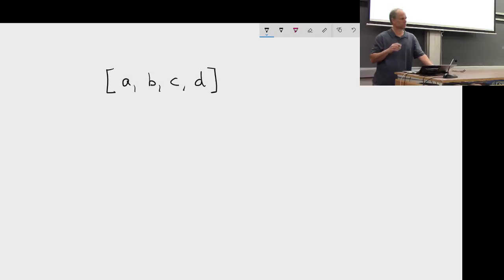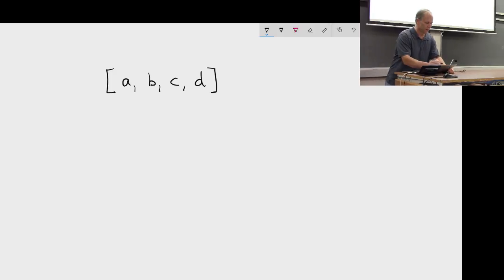For example, let's say we're sorting the array A, B, C, D using merge sort. What's the first comparison merge sort makes? It's already sorted? Well, we don't know. A, B, C, D are variables. They just stand for arbitrary numbers. We don't know whether it's sorted or not.